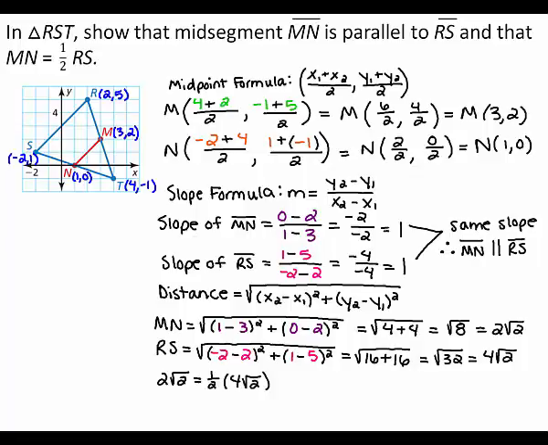Now, notice that 2 square roots of 2 is equal to 1/2 times 4 square roots of 2. Therefore, the length of segment MN is equal to 1/2 times the length of segment RS.